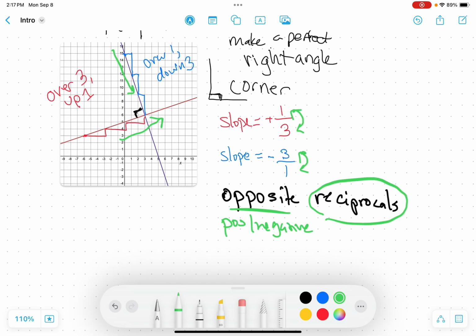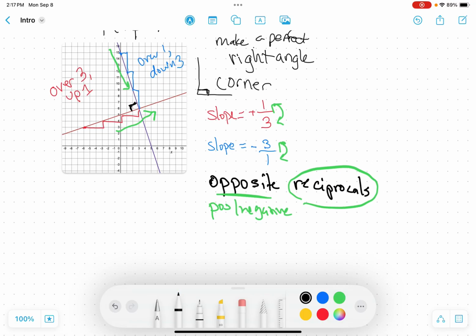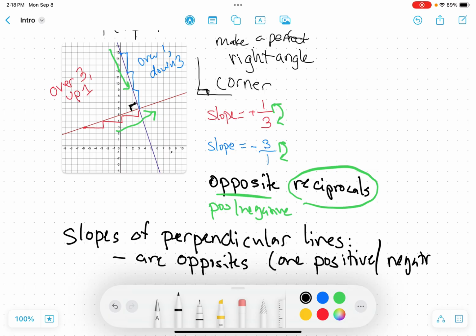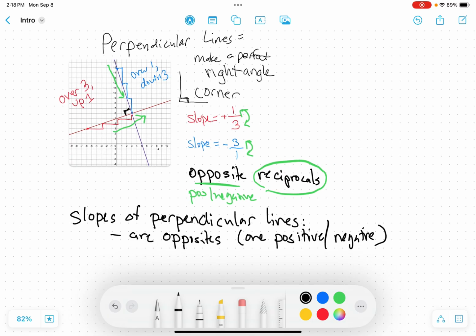So another way to write that down that might make more sense, and this is a good thing to write in your notes: the slopes of perpendicular lines are opposites. So always one will be positive and the other one will be negative. And the rise and run are flipped.